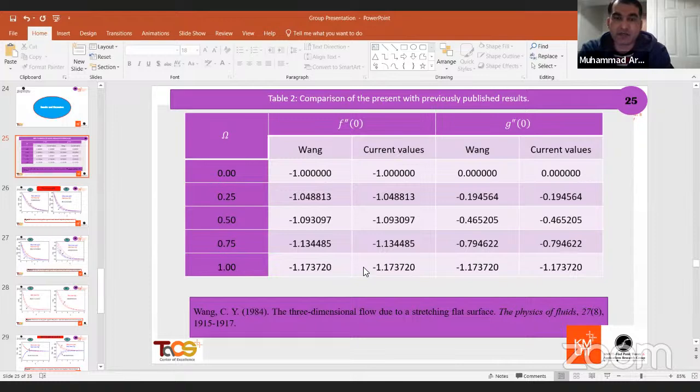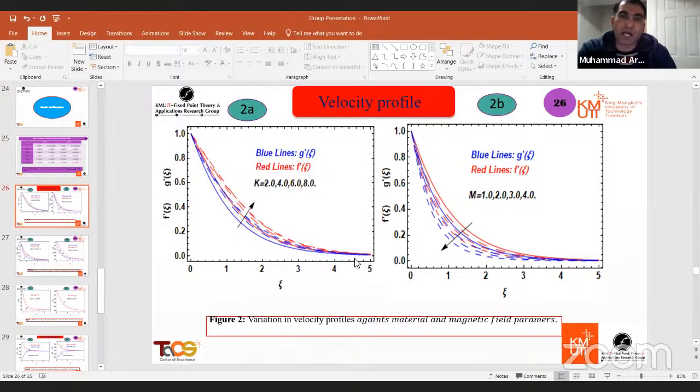The next is figure 2a and 2b, which show the impact of the material parameter, represented by K, and the magnetic parameter, represented by M. Here, the red line shows the primary velocity, and the blue line shows the secondary velocity. As Mr. Ramzan explained briefly from the geometry, we have the fluid on a stretching sheet. The sheet is along the x and y axes, so the velocity in the x direction is the primary velocity, and the velocity in the y direction is known as the secondary velocity.